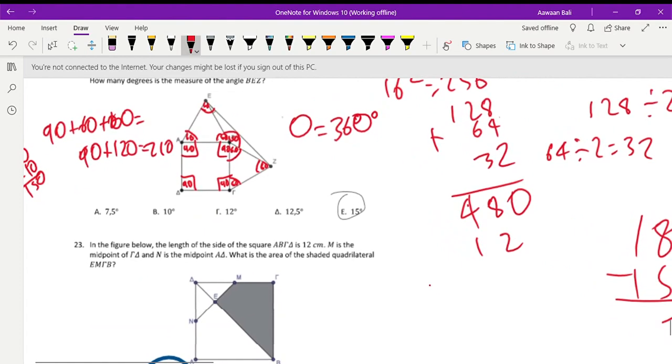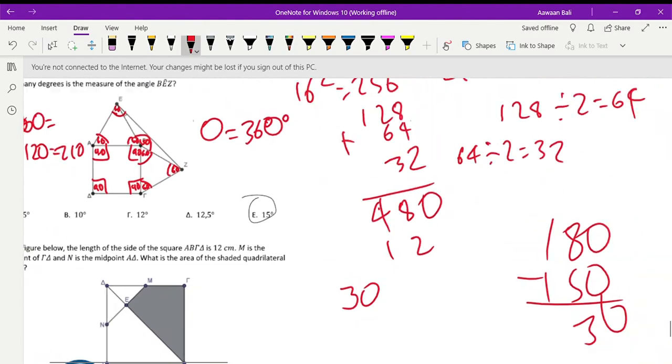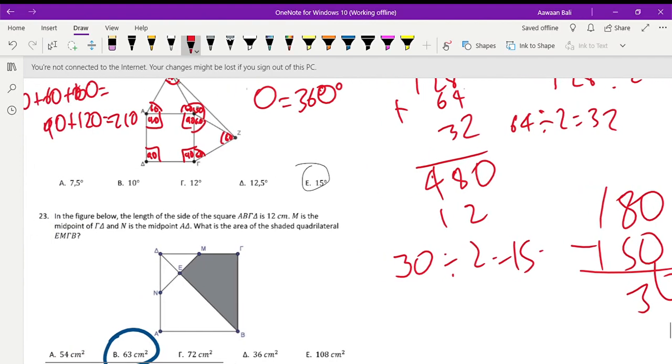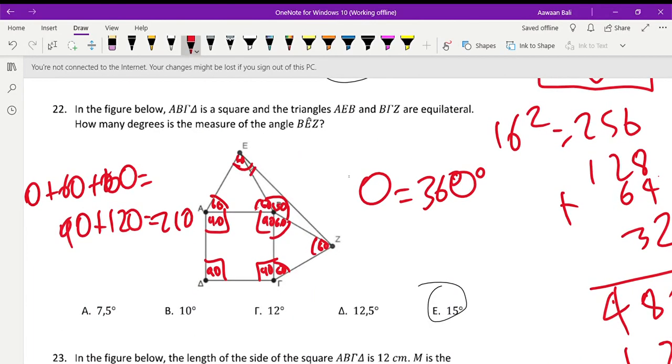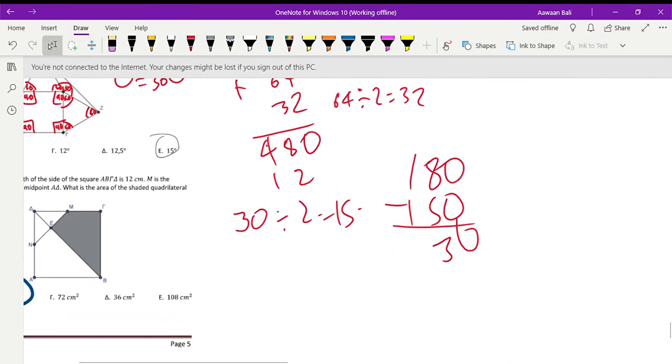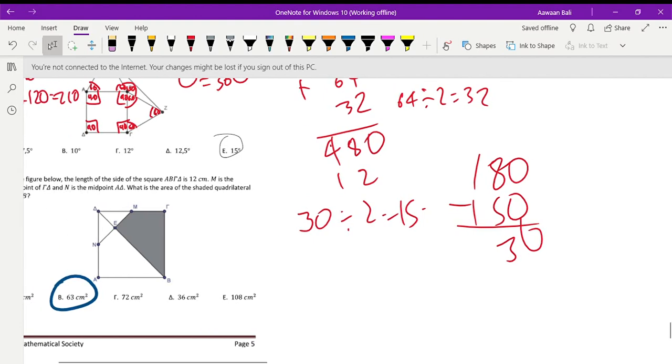And then since it's an isosceles triangle, both angles would be equal, so 30 divided by 2 is 15. So that means both angles are 15, including the angle we're finding. The answer is eta, 15. The reason I did 180 minus 150 is that 180 is the sum of angles, we have 150, so we have to find the sum of the remaining angles, then divide by 2 to find the equal angles.